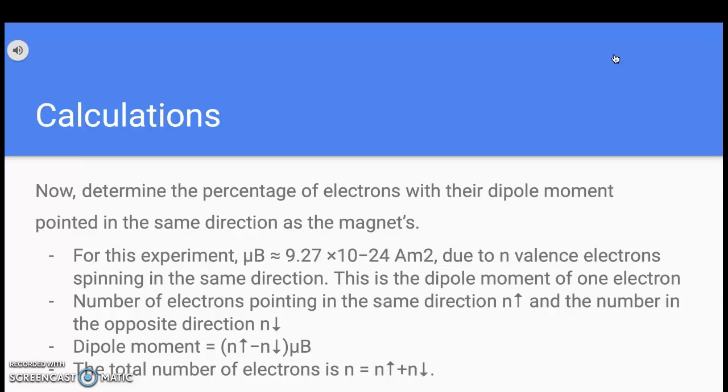So just set the number of electrons pointing in the same direction, spinning up, and the number pointing in the opposite direction, spinning down. Then we're going to find the dipole moment, which is this little formula right here: N spinning up minus N spinning down times mu B. And the total number of electrons is N equals N spin up plus N spin down. So let's go ahead and solve for those.